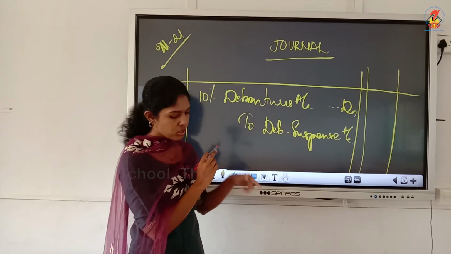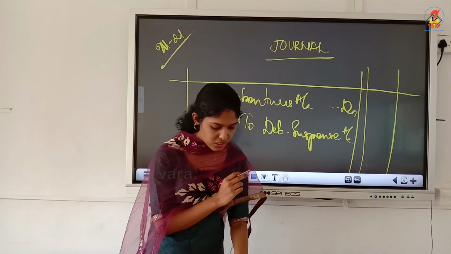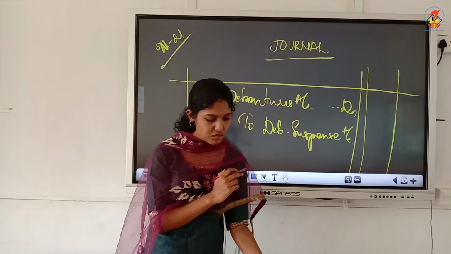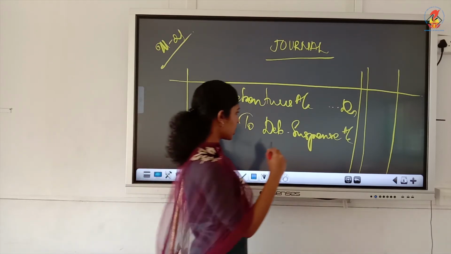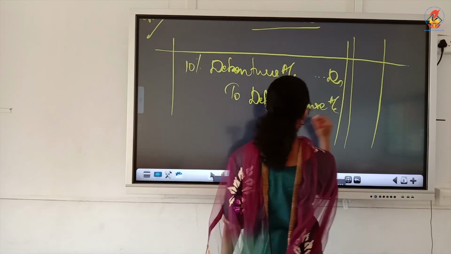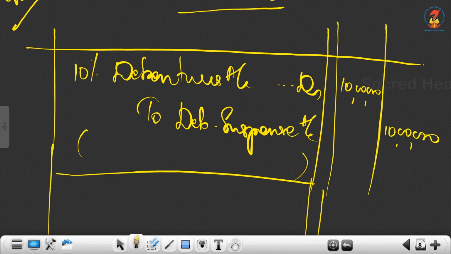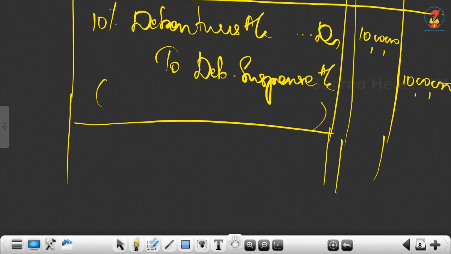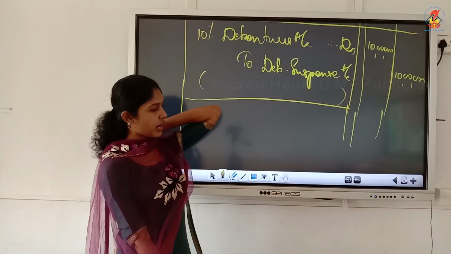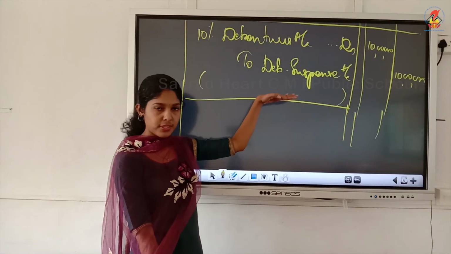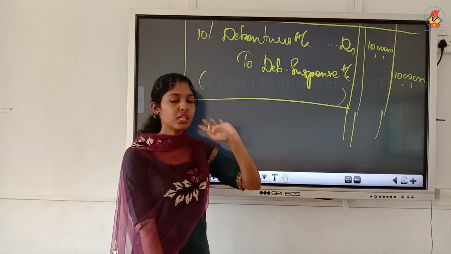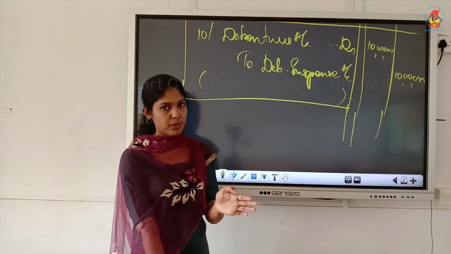So we have to write the reverse entry in this situation. The amount of debentures we issued is 10,000 into 100, isn't it? It's written 10,000 debentures of 100 each. So that is 10 lakh rupees. So write the narration. Okay, so now we cancelled it. Since we are unable to repay, we have to write this entry. When we issued, you would have written debenture suspense to percentage debentures.